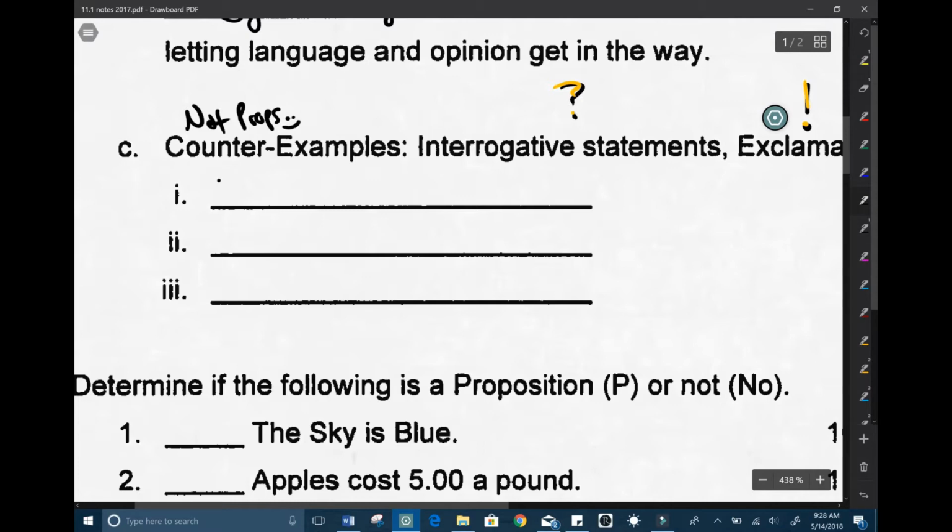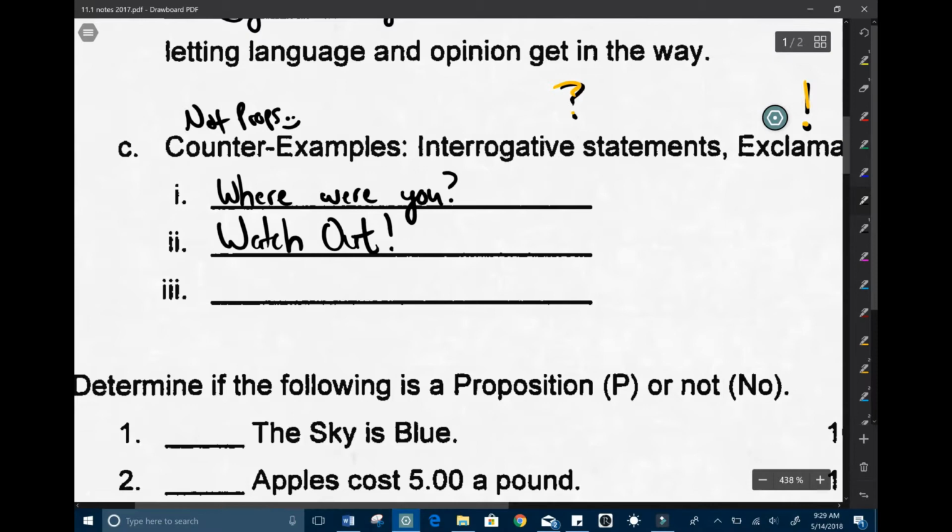Something like, where are you? Where art thou, Romeo? That's a question. You can't answer that with true or false, so it's not a proposition. Watch out! You're not going to be like, watch out, and then reply, true. So if you can't answer it with true or false, it's not a proposition.